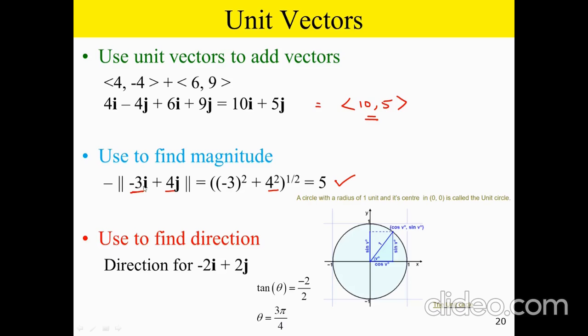Similarly, if you want to find the magnitude, you can ignore the i and j and just take the square root of the sum of the squares of these numbers. Similarly, if you want to find the direction of a particular vector, like I had shown before, you can use trigonometry and write the value in terms of tan theta, and from here you can take the inverse and find the theta value.